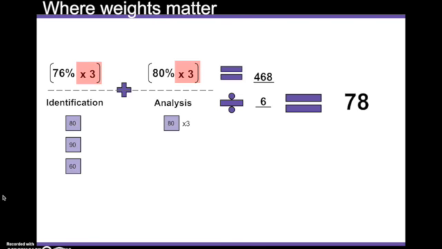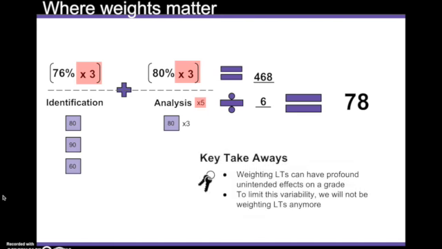The last aspect of grading we'll talk about is the weighting of not assessments, but of learning targets. This is something we've done in the past. So in this case, for analysis, we may have weighted the assessment by 3, and/or we may have also weighted the learning target by 5. When we do this, it has an exponential effect on the weight and the scores when averaged to calculate the final grade. A key takeaway that we've learned from our past experience is that weighting learning targets can have profound and unintended effects on a grade. Therefore, to limit this variability, we will not be weighting learning targets moving forward.